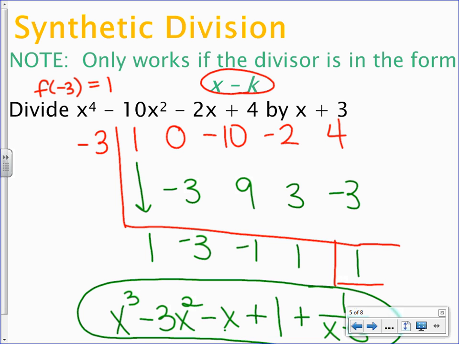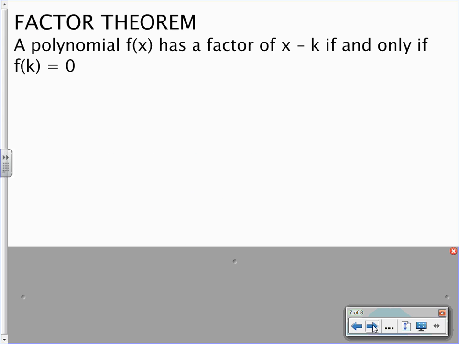Now, what would happen if this were to be 0? What if my remainder is 0? What does that mean? It divides evenly. If something divides evenly, we can say, just like we did before, that it is a factor.